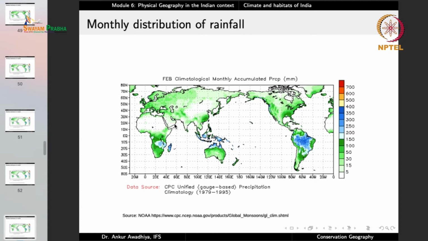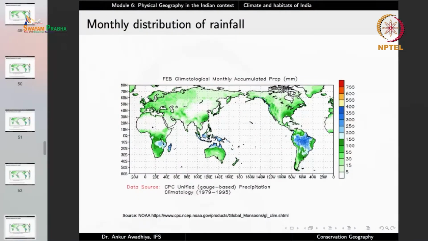So in the areas of Rajasthan where we have the Thar Desert, there is a very less amount of rainfall, but over most of the country we get intense rainfall in the months of June, July and August. In the winter months we get some amount of rainfall on the eastern coast, but not much over the rest of the country. So this is the monthly distribution of rainfall.